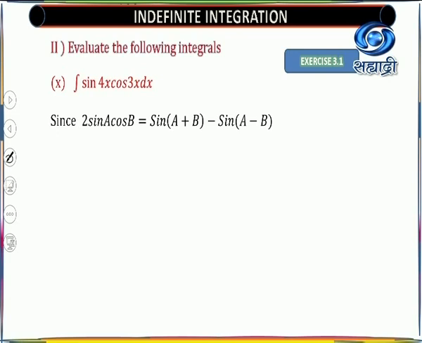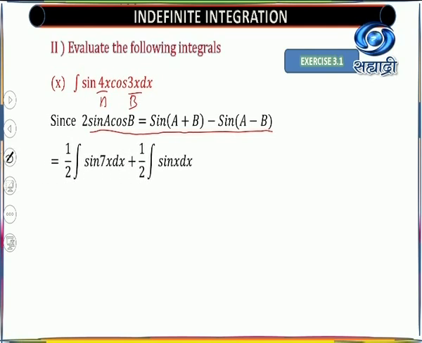Now look at your next example, integration of sin 4x cos 3x dx. Okay, now here we are using the formula 2 sin a cos b equals sin(a plus b) minus sin(a minus b). This formula we are going to use here. What is a? a is 4x. And what is b? b is 3x. So that formula we are going to use here.